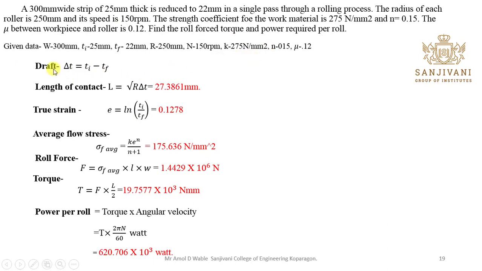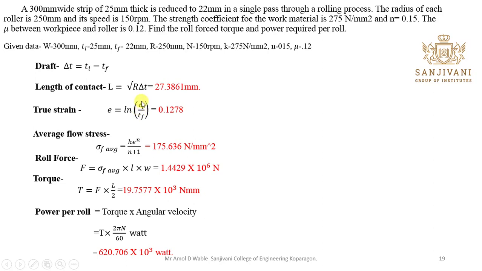So initially, we need to find the delta t value, delta t is ti minus tf. As the initial thickness is known and the final thickness is also known, you can find the value of delta t. So the length of contact you can write as under root R delta t, where R is known to us and delta t we have found. So the value comes to 27.3861 mm. True strain is equal to ln ti by tf. We know all these values, just put them in and get 0.1278.